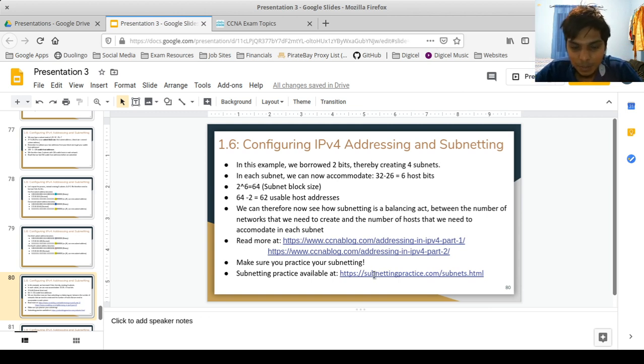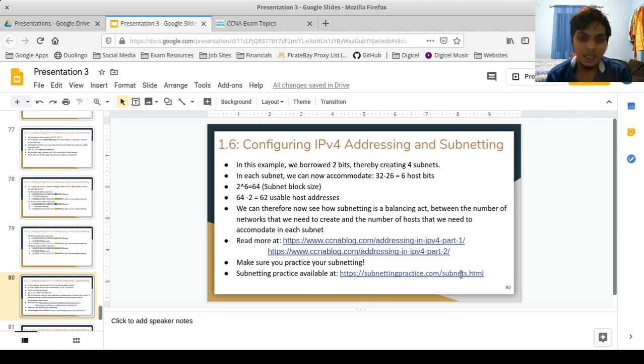So I linked, subnetting practice is available here. I actually used this for my exam. I went on and I just took a piece of paper, well actually a book, and I practiced. There are a ton of practice questions in it at varying levels of difficulty.